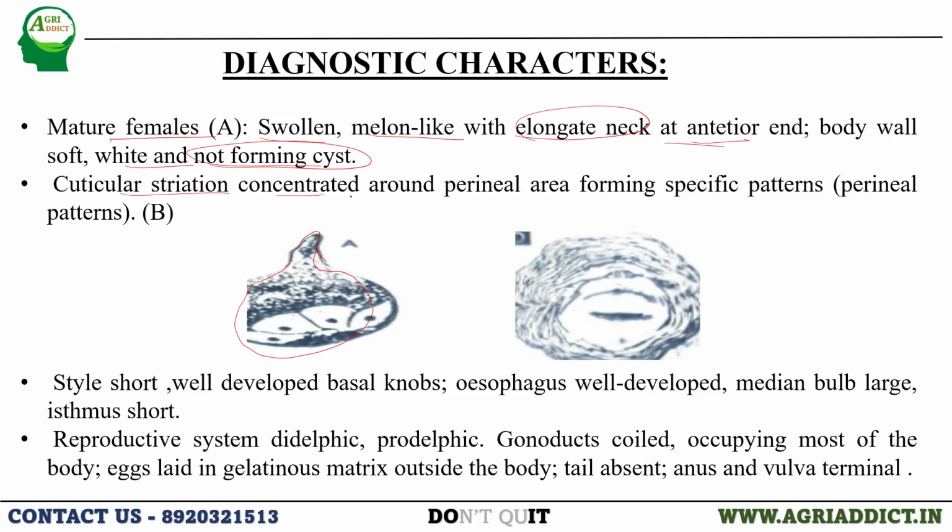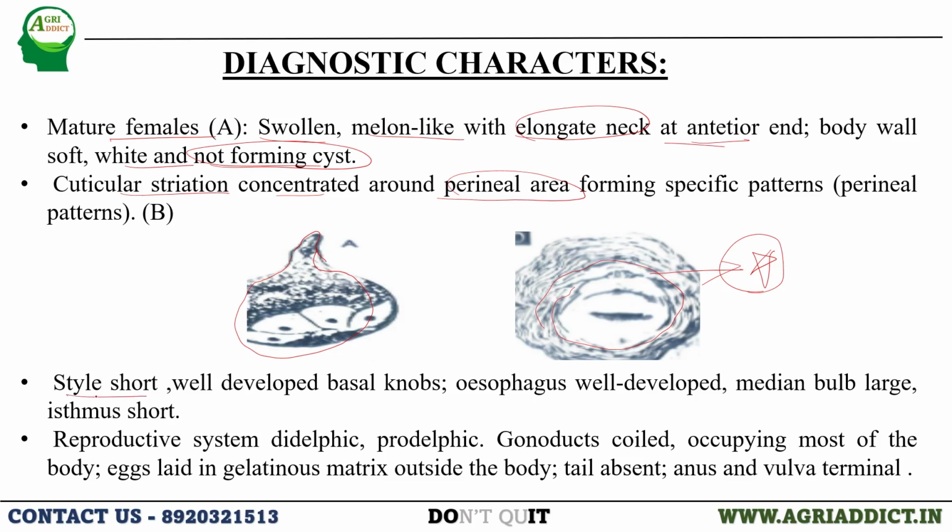Cuticular striations concentrate in the perineal area, forming specific types of patterns. Here you can see in figure B, these are the cuticular striations seen only in the posterior part. This is the most important thing you have to remember, because this character is present only in Meloidogyne species. This is the most unique character which helps in identification of these nematodes: the perineal patterns present on the posterior part of the nematode body.